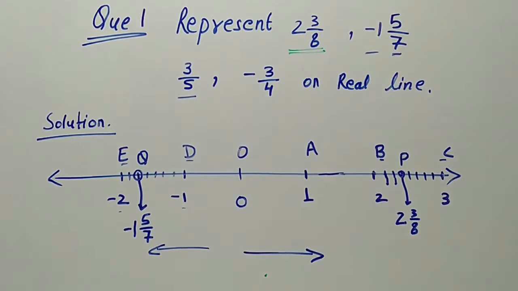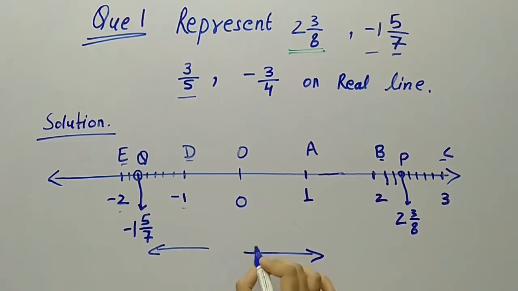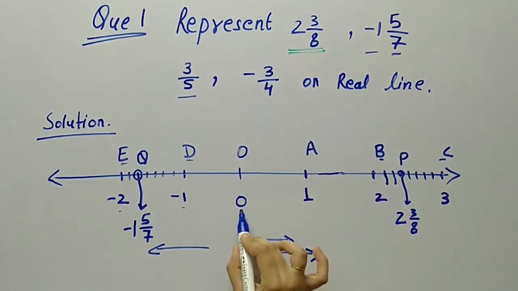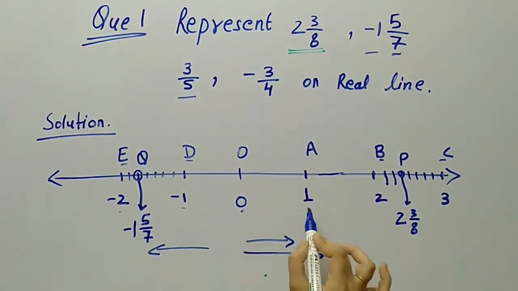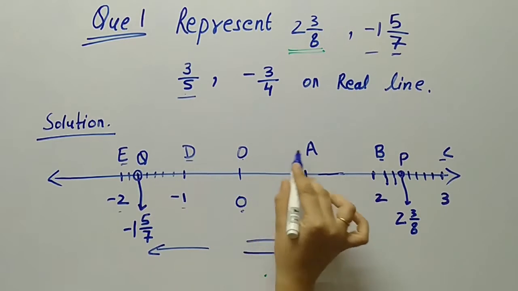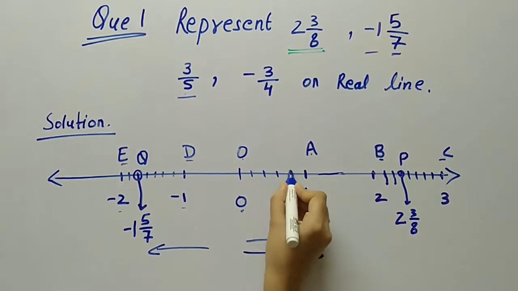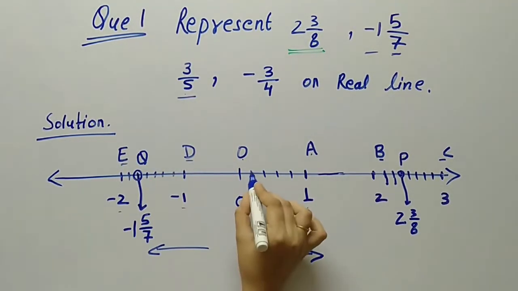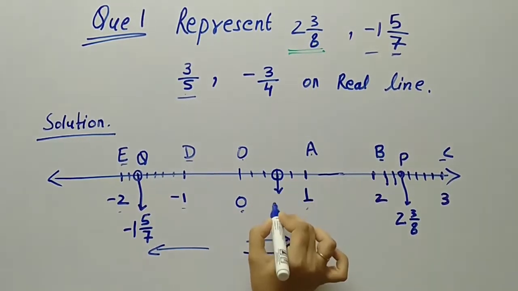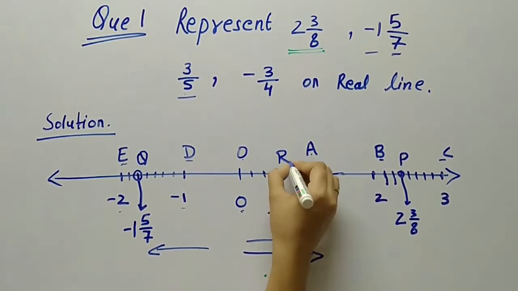Now we will plot 3/5 on the same line. So 3/5 is a positive number, so it will lie on the right hand side of 0, and 3/5 is greater than 0 and less than 1. So 3/5 will lie between 0 and 1. As the denominator is 5, we will divide OA in 5 equal parts. So we will make 4 lines. 1, 2, 3, 4. We will start counting. 1/5, 2/5, and this particular point will be 3/5. We will name this point as R.